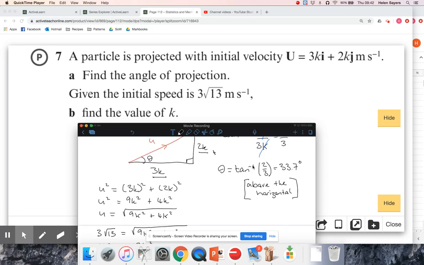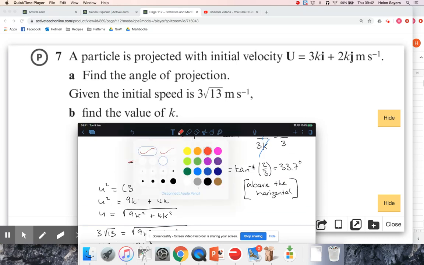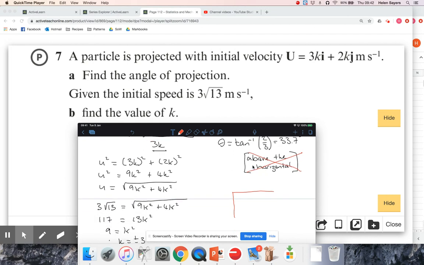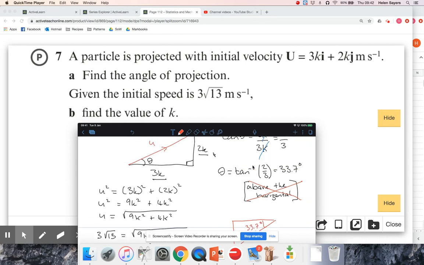Yeah, so that does go back to this answer, that if we're saying k can be negative, that might not be above the horizontal, because if k is negative, it's actually going 3k to the left and 2k down. So it'd actually be travelling in that direction, and that would be the 33.7 degrees. So I can give the value of the angle, but I can't actually say it's definitely above the horizontal.